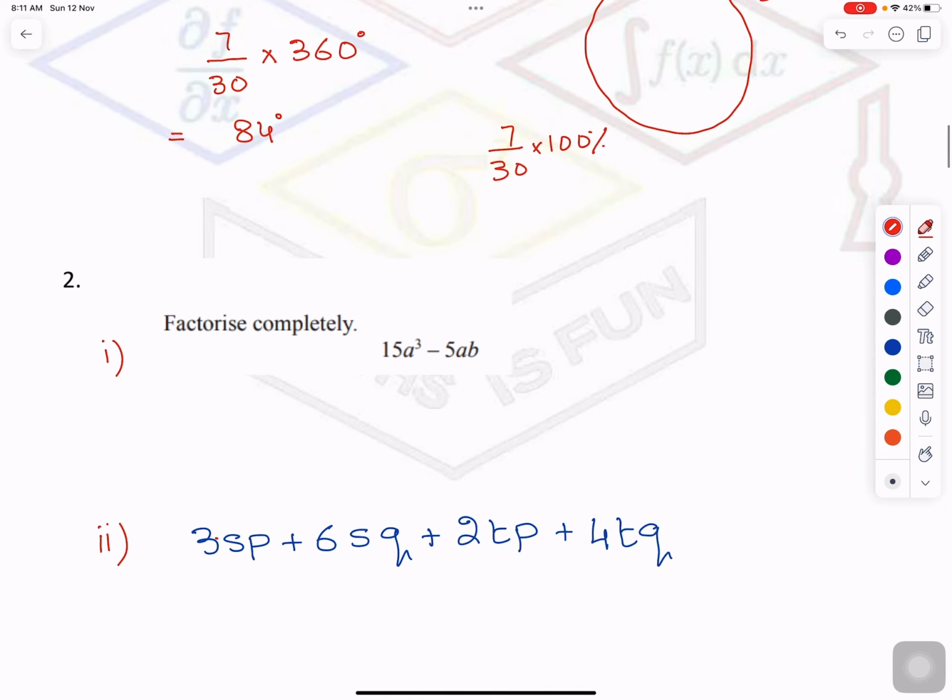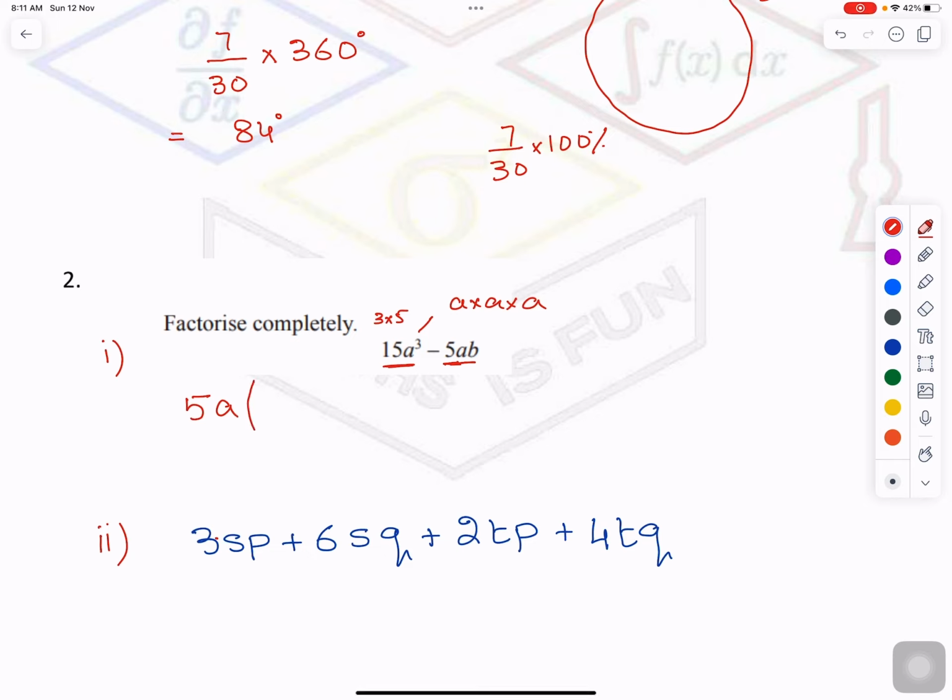Now let's see a few factorization questions. In this one, the first one, I have taken 4 different types. If I see the common factor, in 15, if I factorize it, 3 times 5. So 5 is common in this term and this term. What else is common? 1a, because a cubed means a times a times a. So it means 5a is common.